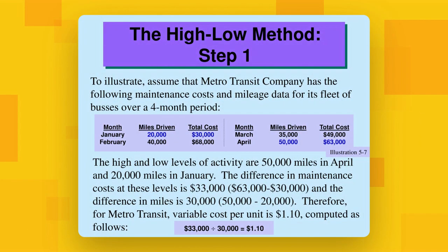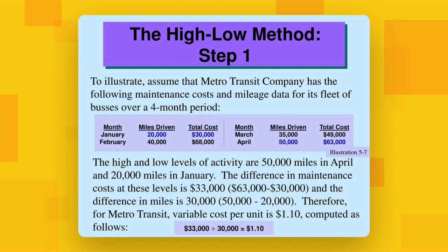Look at this slide. Step number 1. To illustrate, assume that Metro Transit Company has the following maintenance cost and mileage data for its fleet of buses over a 4-month period. You have here the month: January, February, March, April. Miles driven here is your activity. Total cost is 30, 68, 49, and 63.